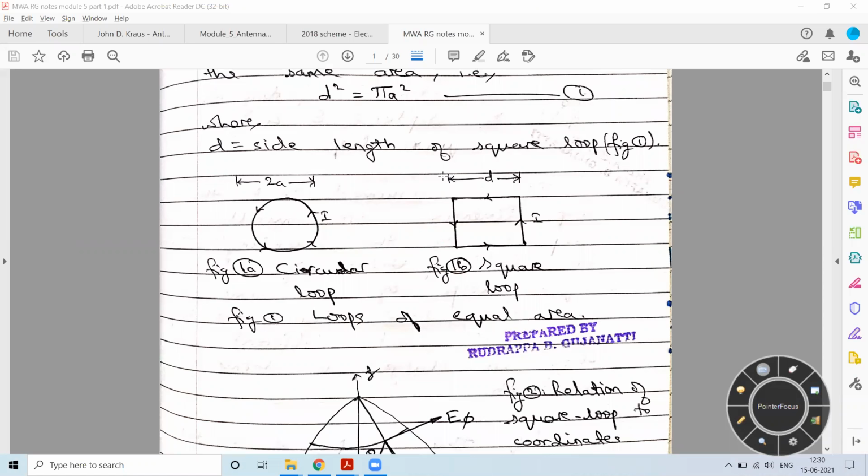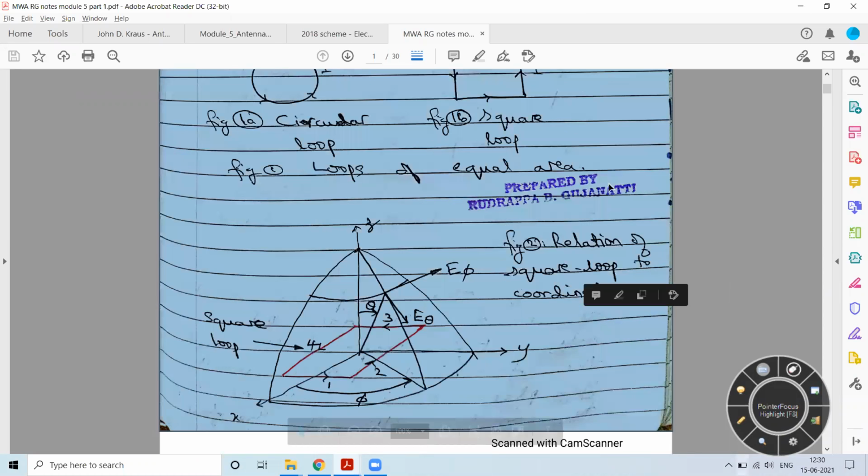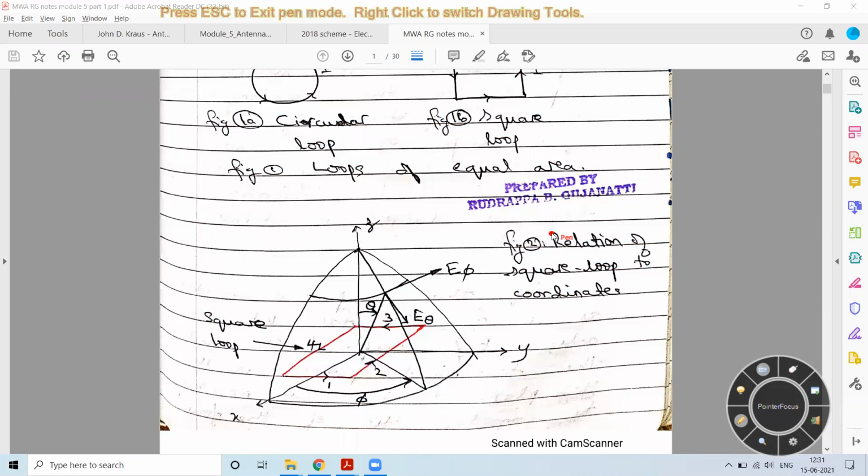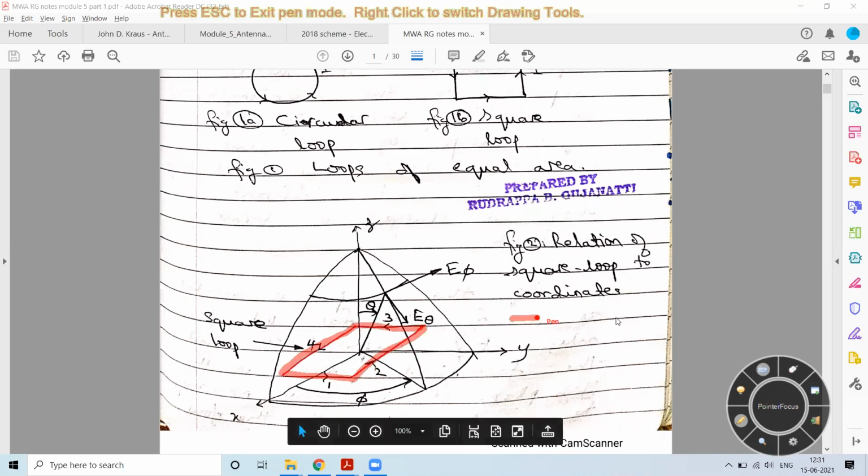So I want to do some analysis pertaining to this. How do I go ahead? If I consider the loop, how it is associated with the coordinate system, again I'll be making use of the spherical coordinate system. So here I place the square loop structure as shown in this figure, wherein the center of the square loop is the center of the coordinate system.